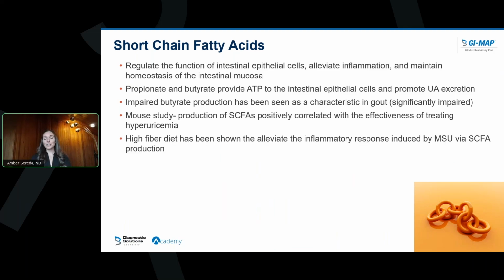And then our good friend fiber shows that if we have a high fiber diet, that can decrease the inflammatory response that is induced by those monosodium urate crystals. And this is done through fiber being fermented into our short chain fatty acids. Take home message here, good levels of our short chain fatty acids are protective in gout.